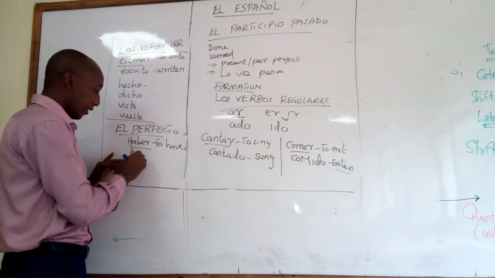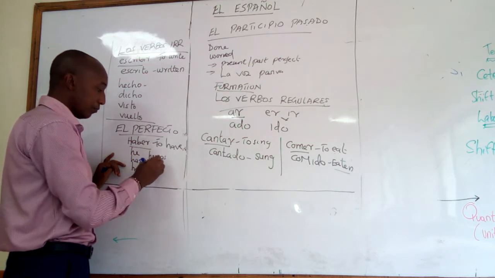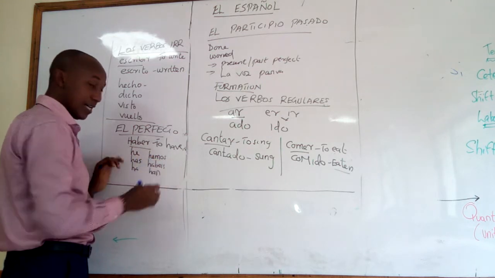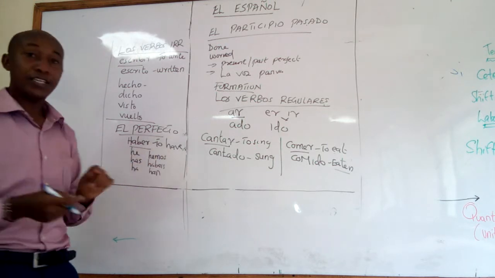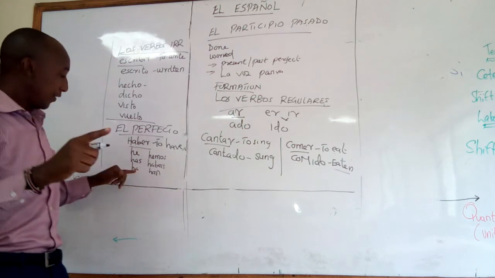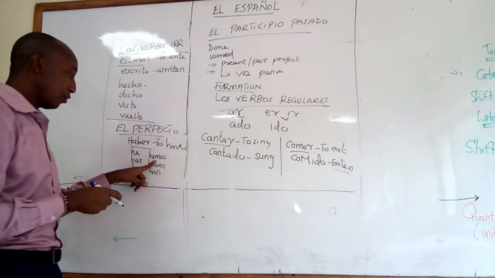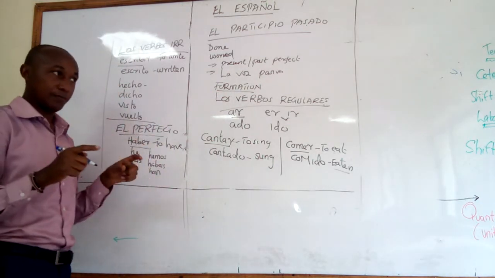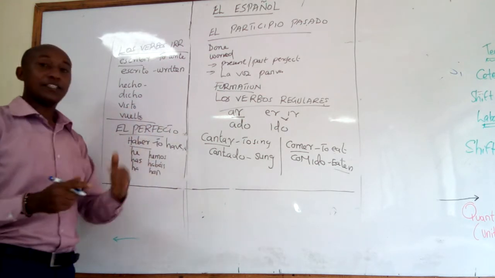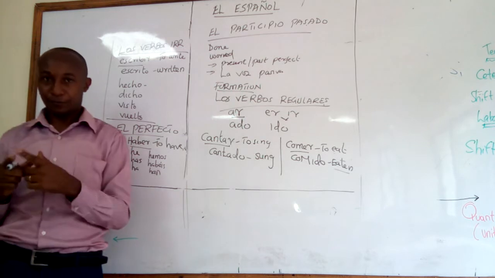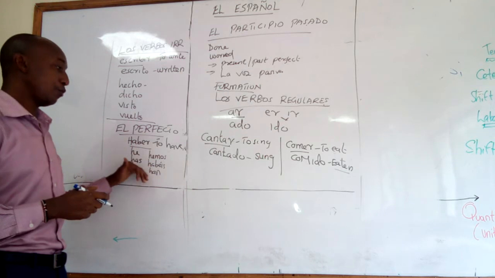So this one changes like this. We have he, has, ha, we have hemos, habéis, and we have han. So I'm going to say he to mean I have, has to mean you have, you alone, then ha is he or she or it has. Then we have hemos, which is we have, habéis, which is you have when you are many, and the last one is han, which is they have. Remember, don't use this one to show any possessive form. It is used to form other tenses.